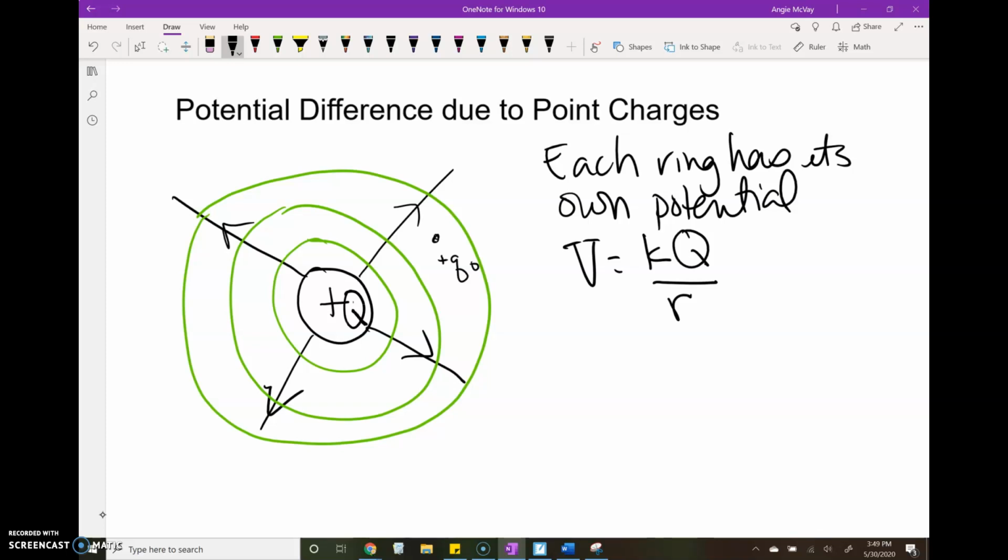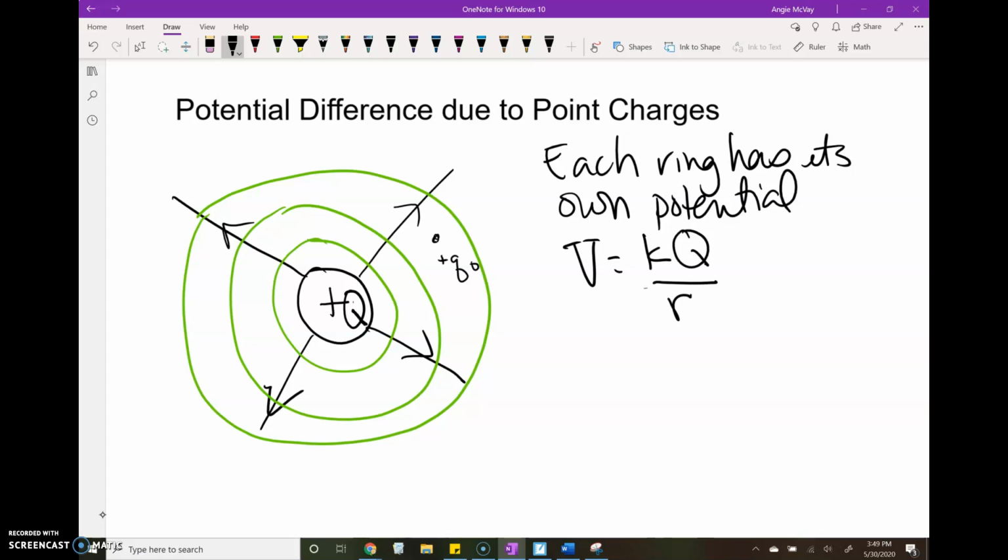A positive test charge would be moving away from a positive central charge, but it would be moving towards a negative charge. Okay, so there'll be a difference in sign there.